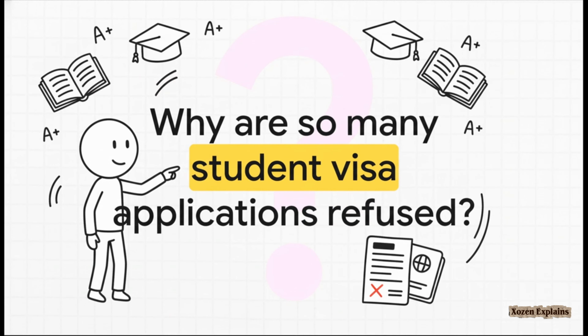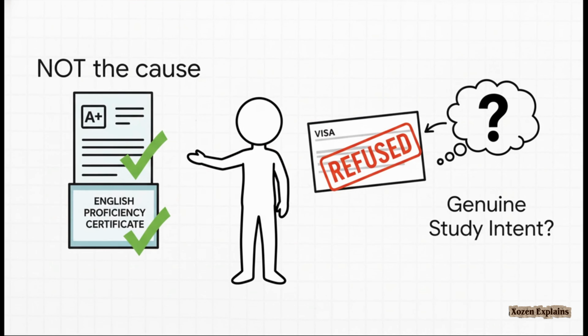So, let's start with the central question that many applicants face. Why exactly are so many student visa applications refused, even for those who are strong candidates academically? Well, the most common reason for refusal is often not what people expect. It isn't low marks or poor English scores. The primary cause is the failure to meet what is known as the Genuine Student Requirement, or GS requirement.